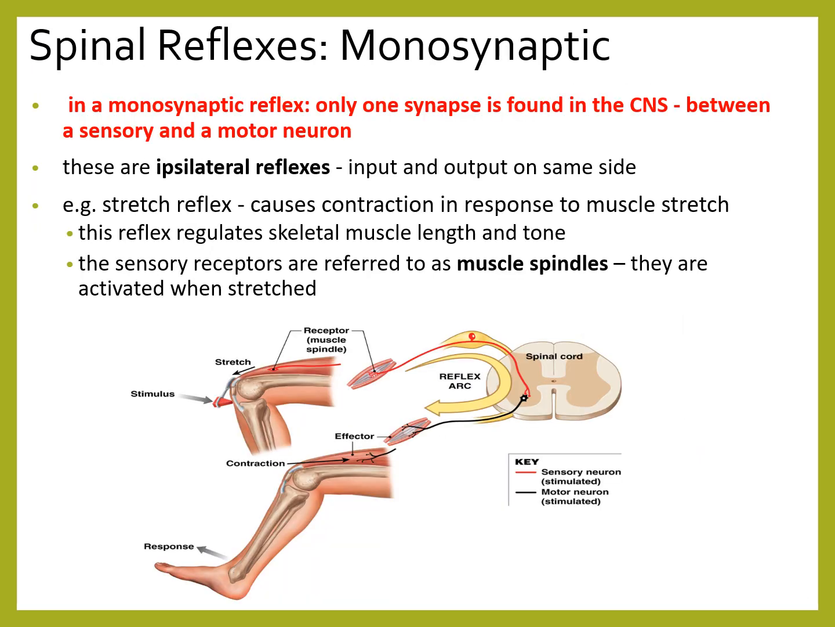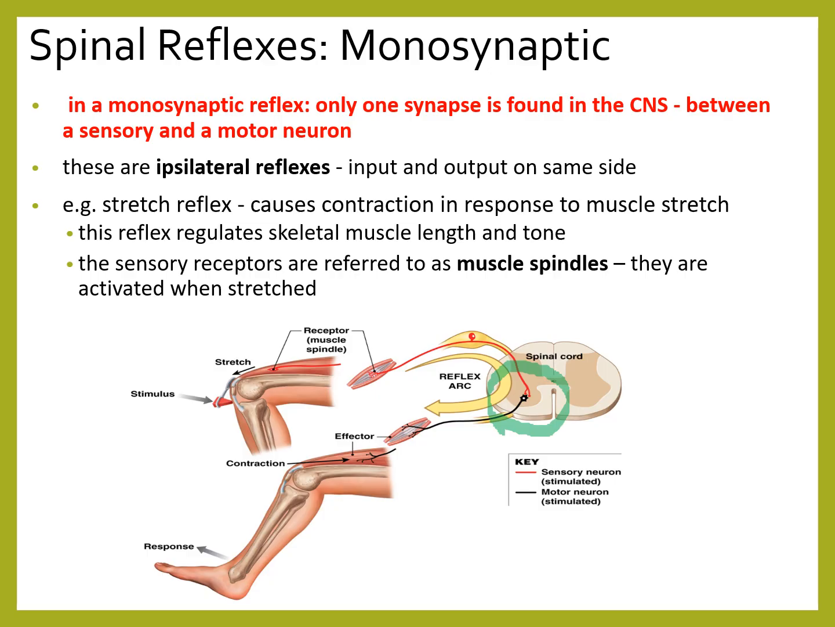Take a look at a spinal reflex, which is monosynaptic. In a monosynaptic reflex, only one synapse is found in the central nervous system. This is found between the sensory and the motor neuron. So in a monosynaptic spinal reflex, you're only going to have one synapse found between the incoming sensory neuron and the outgoing motor neuron in the spinal cord. I'm going to circle it for you right there. See that direct connection happening in the gray matter of the spinal cord between the incoming sensory neuron in red and the outgoing motor neuron in black.